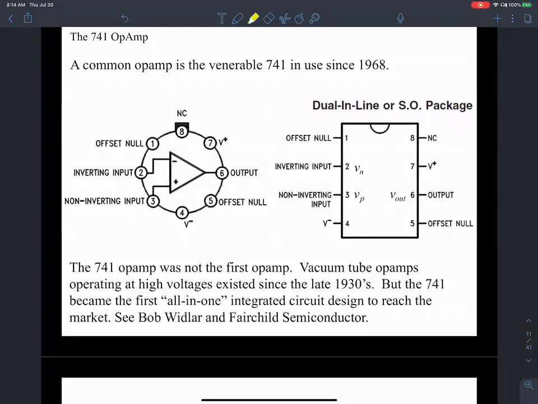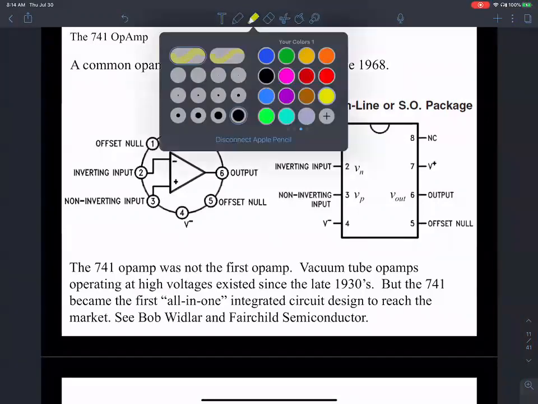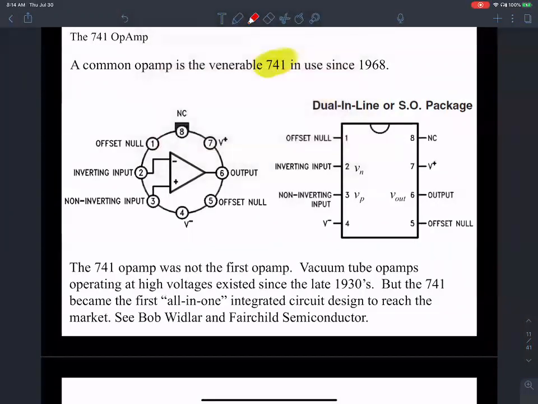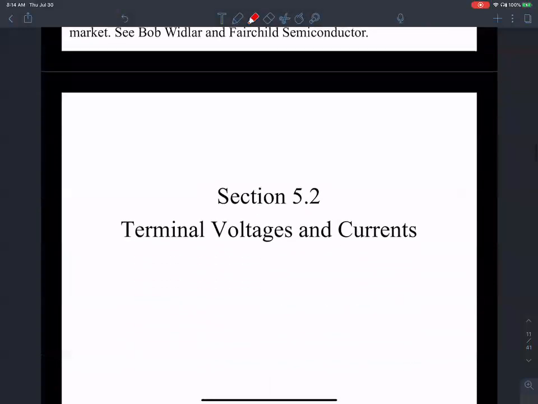Real op-amps are all fabricated inside an integrated circuit as a part of a larger chip. But still, this is a very famous, frequently used operational amplifier, the 741. 741 is a very popular op-amp. You'll see this in the EEE 108 course. That's about the 741, a practical op-amp.